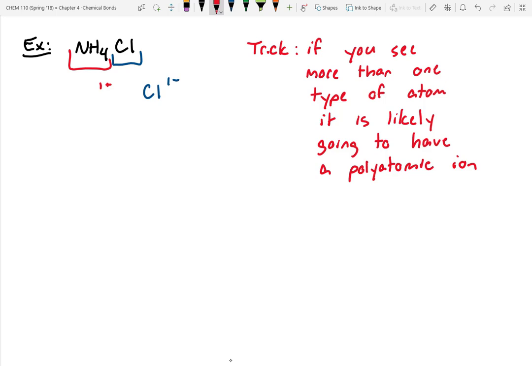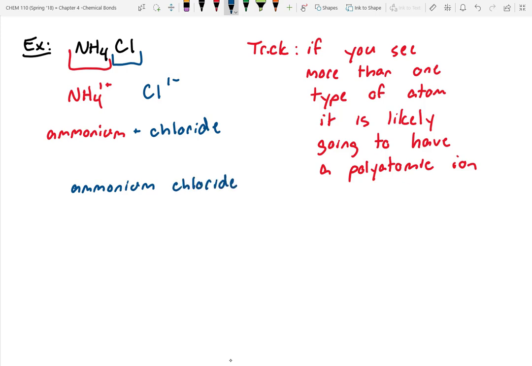Does anybody remember the name of the NH4? Ammonium, right? So this is ammonium. And that's our cation. Over here, we've got chlorine with the negative charge, so we want the "ide" suffix. So this would be chloride. Luckily with these, you don't have to worry about Roman numerals at all. So this is just ammonium chloride. Does that make sense? Roman numerals are only ever used if you have one of those transition metals.